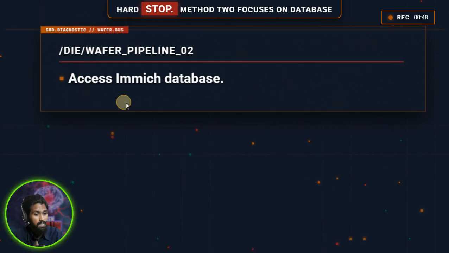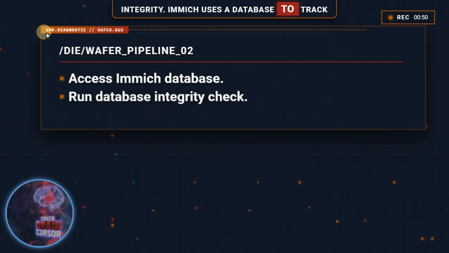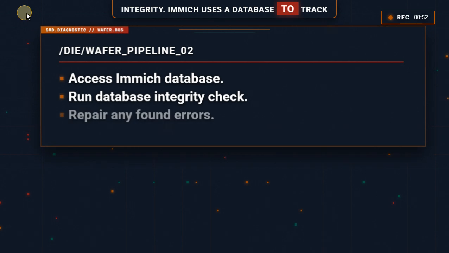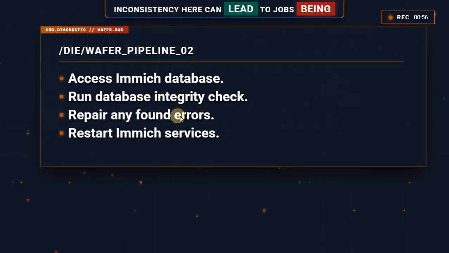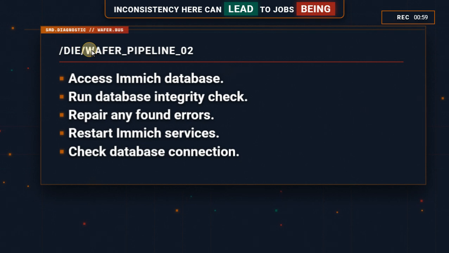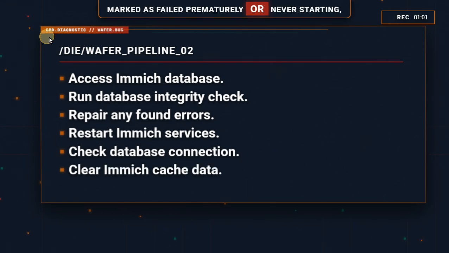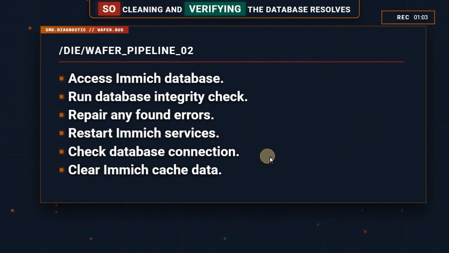Method 2 focuses on database integrity. Immich uses a database to track assets and their processing status. Corruption or inconsistency here can lead to jobs being marked as failed prematurely or never starting, so cleaning and verifying the database resolves these logical errors.